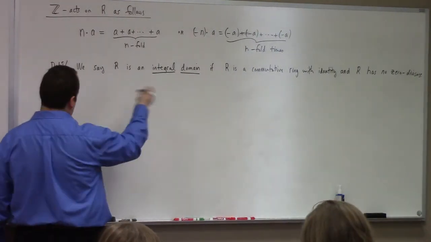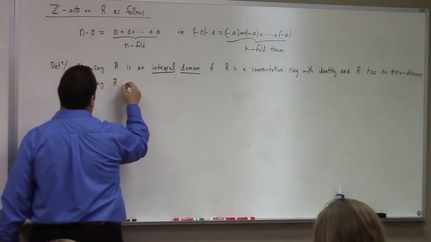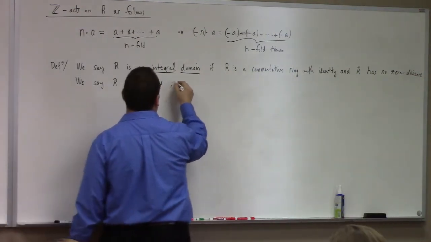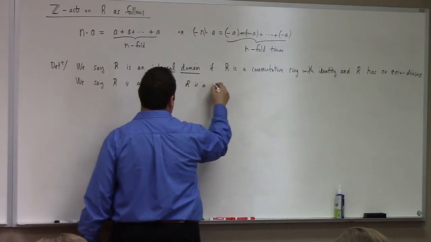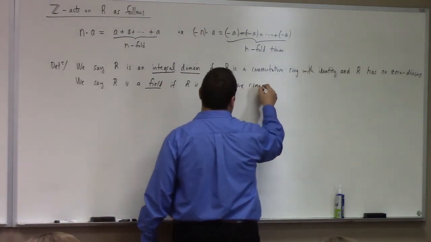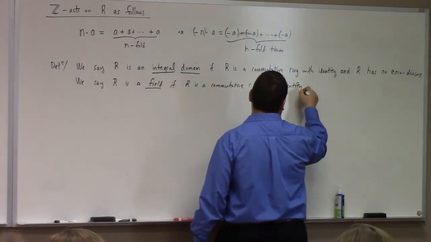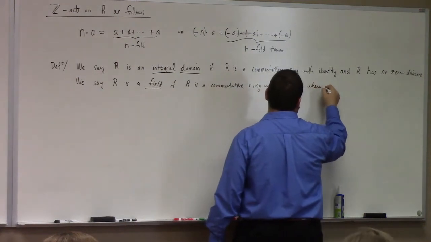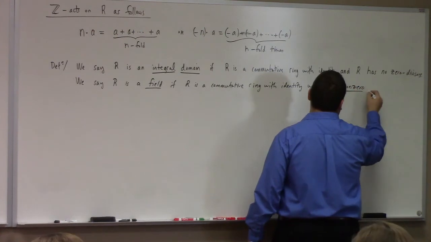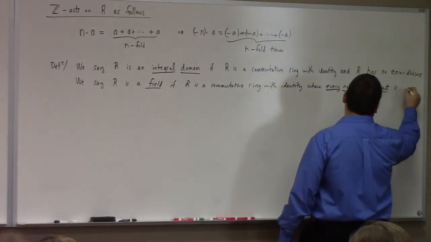And let me just finish it here. We say R is a field, all right, if R is a commutative ring with identity where every non-zero element is a unit.